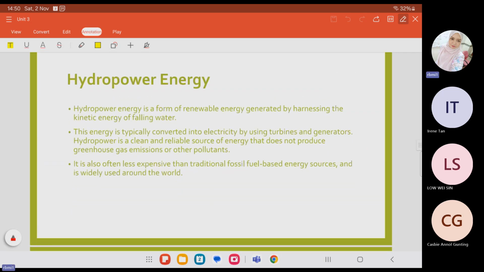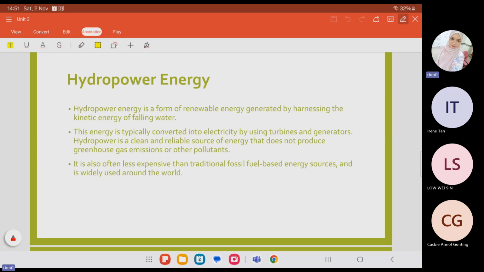Hydropower, or hydroelectric power, is one of the oldest and largest sources of renewable energy, which uses the natural flow of moving water to generate electricity. Hydropower is a form of renewable energy generated by harnessing the kinetic energy of falling water in a hydropower plant. Due to the movement of the water we get kinetic energy, and then we can produce electricity from that. This energy is typically converted into electricity by using turbines and generators.